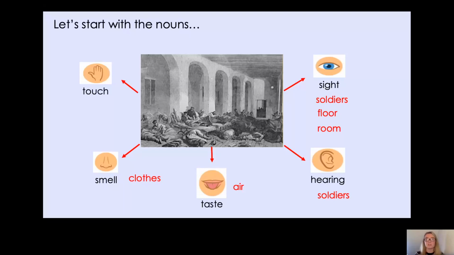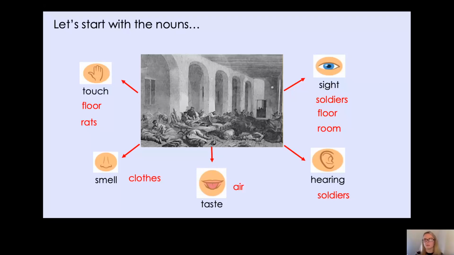She will have smelt the clothes. Remember, they were still in their clothes from when they were in the Crimean War, so they were very bloody and very smelly, probably. And then she will have touched the rats on the floor and the floor in general. Okay, so these are the ones I came up with. Well done if you came up with some other ones. That is brilliant. So here we go. We've got all of our nouns.